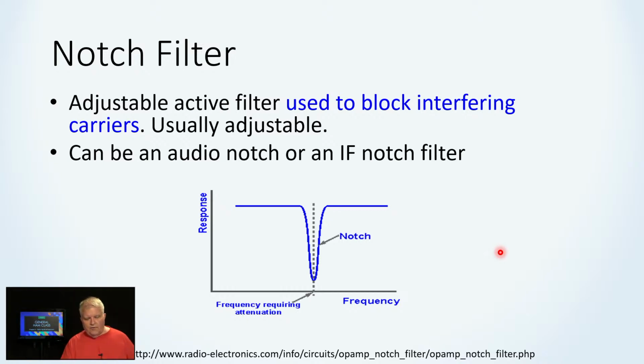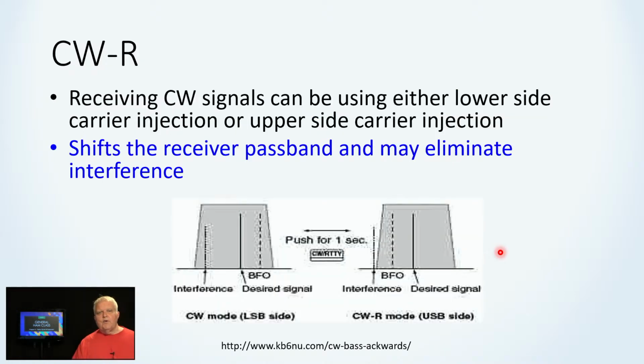Interference removal is also something that you can use the CW reverse function for. ICOM radios have this, others may have it with a different name. You can use either lower side carrier injection or upper side carrier injection to demodulate a Morse code signal. So here's the desired signal. Here's the oscillator, the beat frequency oscillator that's used to give you an audio tone. And here's interference, and it's all within the filter pass band. Well, that's no good. But if you move to CW reverse, then you have your desired signal.